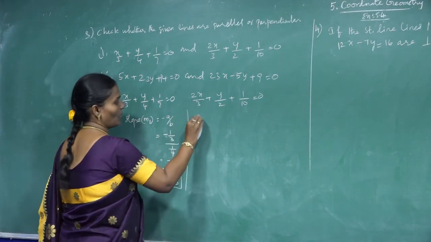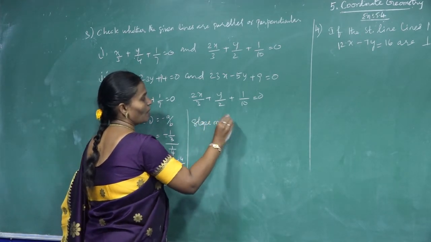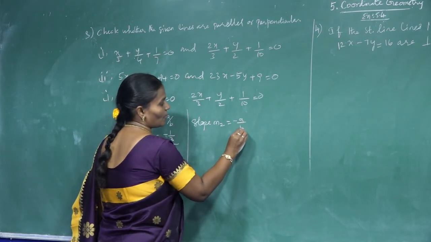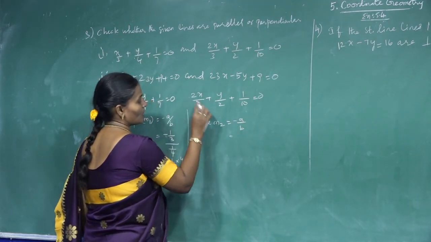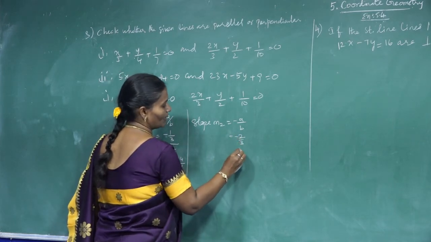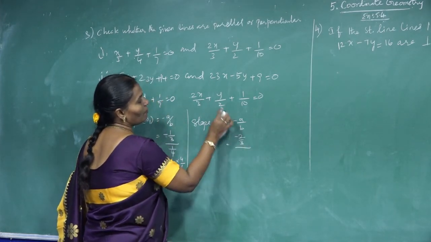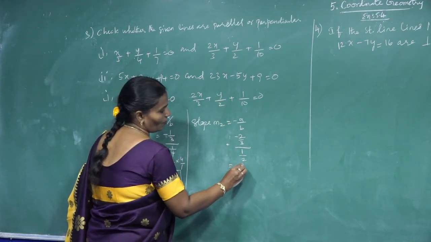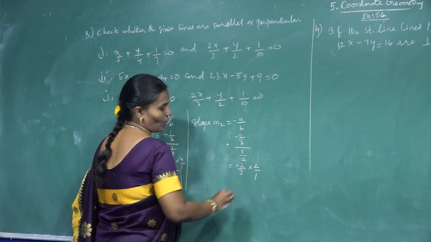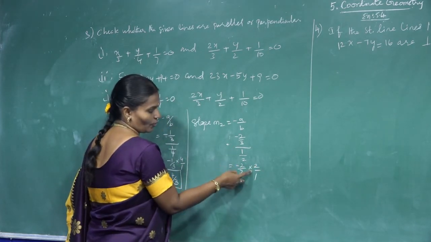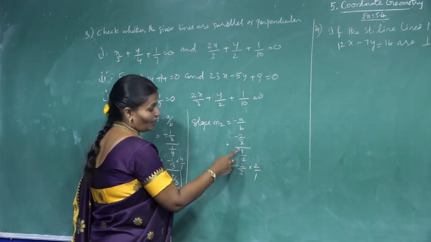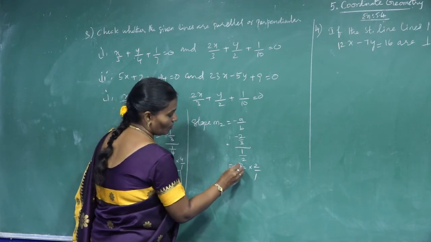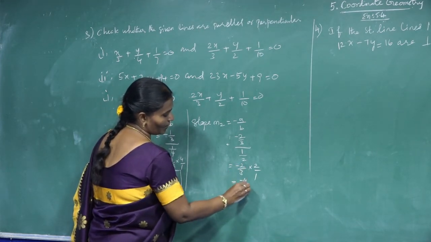Now find out the slope m2. See here, minus coefficient of x by coefficient of y. Here what is the coefficient of x? 2 by 3. So minus 2 by 3 divided by the coefficient of y, that is 1 by 2. This is equal to minus 2 by 3 multiplied by 2 by 1. Isn't it? Here, divide means you do the multiply and write the reciprocal. 1 by 2 reciprocal is 2 by 1. So now minus 2 into 2 is minus 4 by 3.